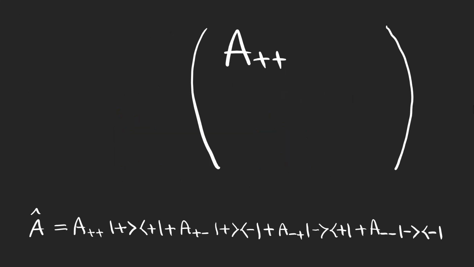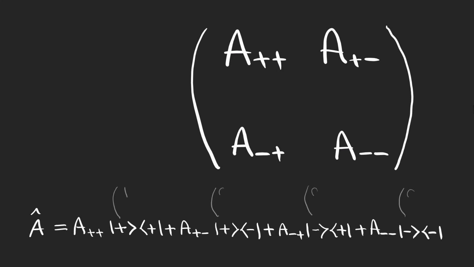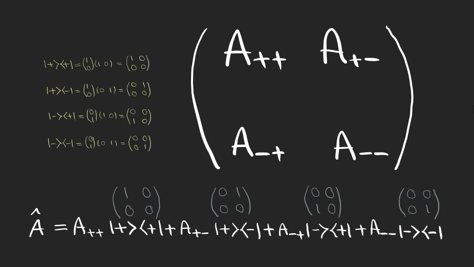These four numbers are the elements of the matrix that represents this specific operator in the Hilbert space of a spin-half system. Pay attention that each of these outer products can be represented using a 2x2 matrix. We can represent each ket using a column vector and each bra with a row matrix or a row vector, and the outer product gives a 2x2 matrix.